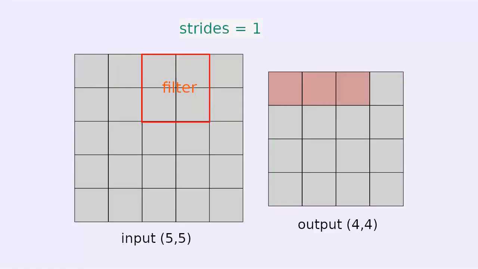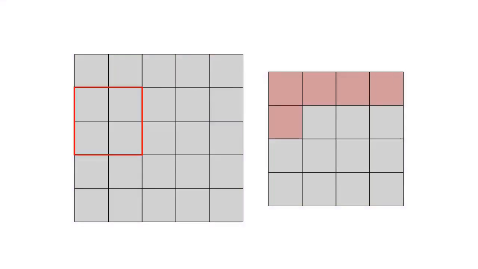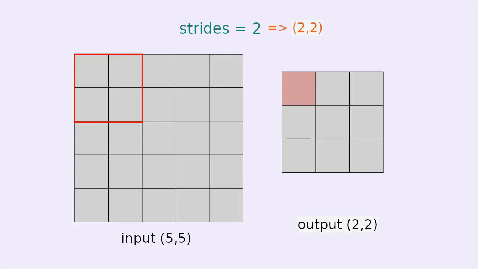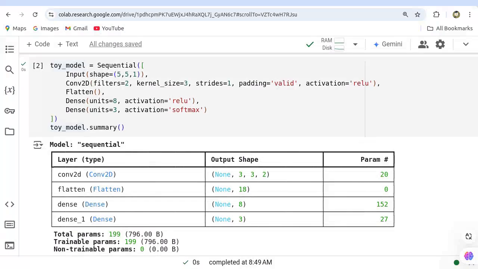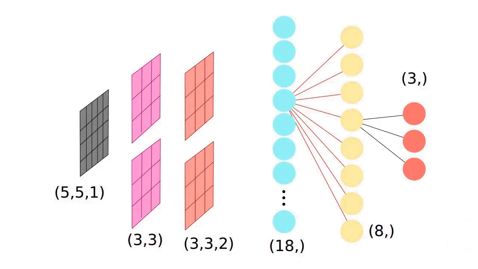In convolution operations, the stride determines how much the filter moves across the input image. The default stride is one along the x-axis and one along the y-axis, shifting the filter one pixel at a time. Changing the number of filters to 2 results in 2 feature maps.